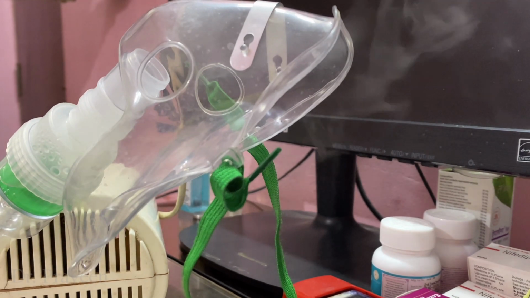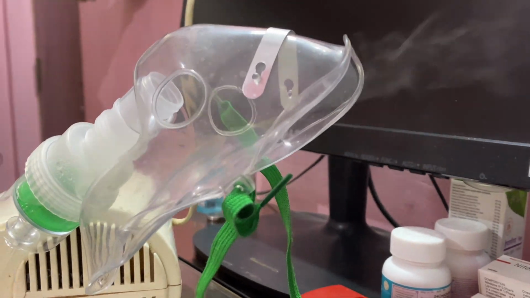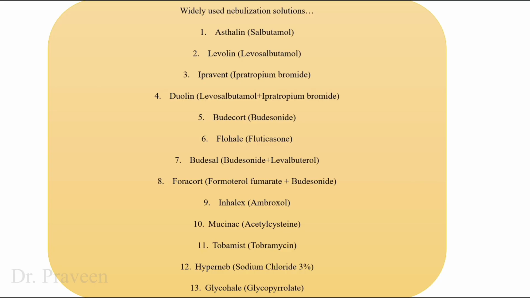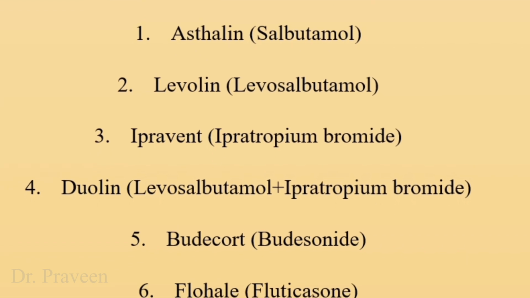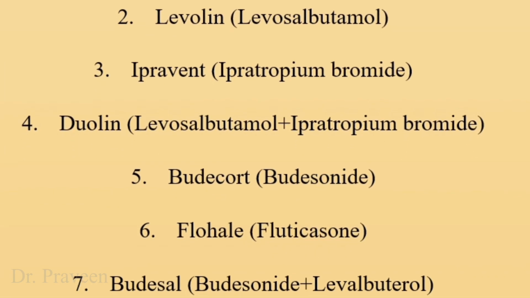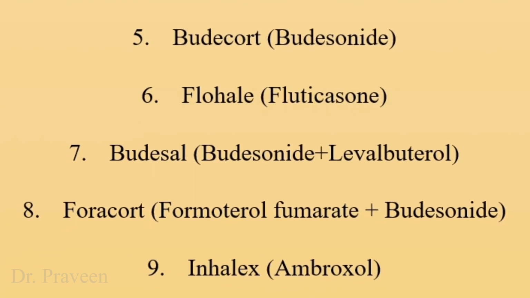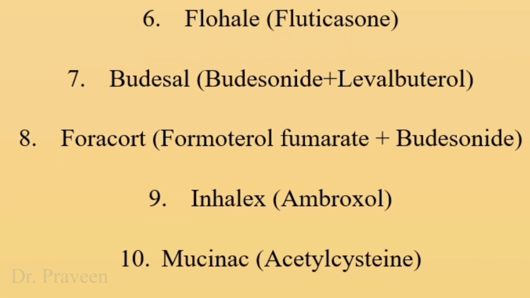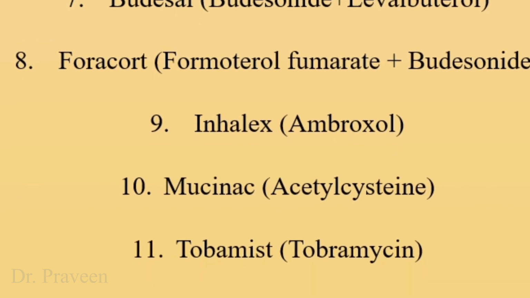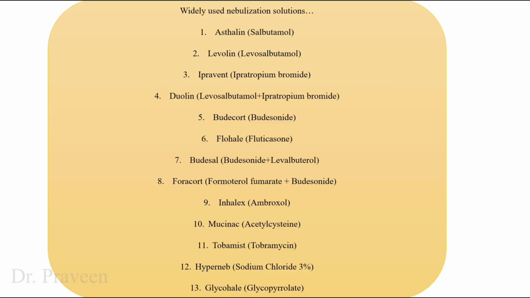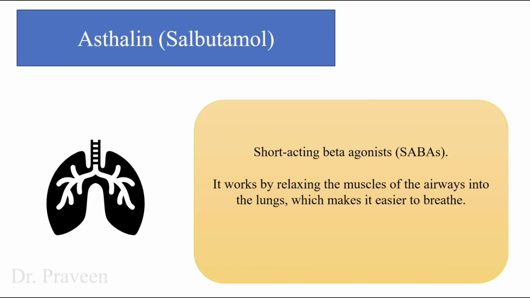So, in case of asthma and COPD, we commonly use nebulization, and in that nebulization we use different kinds of medications. The commonly used medications are Asthalin, Levolin, Ipravent, Duolin, Budecort, Fluticasone, Budesonide, Foracort, that is Formoterol and Budesonide, Inhalex, Mucinac, Tobramycin, Hyperneb solution, and Glycopyrrolate. Dear friends, today I am going to talk on the dosage and different combinations, when to use which medicine, and the pediatric and adult dosage of each.